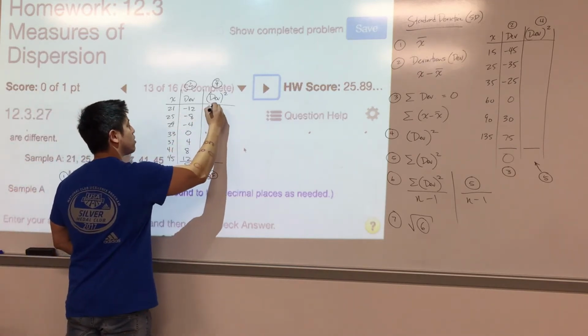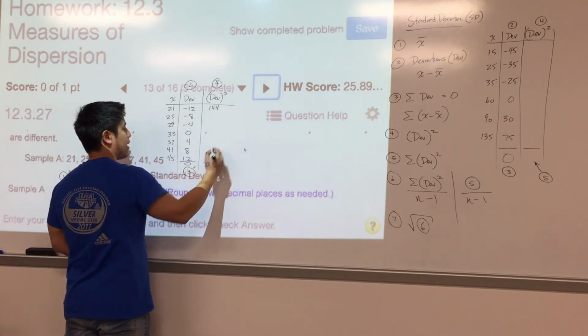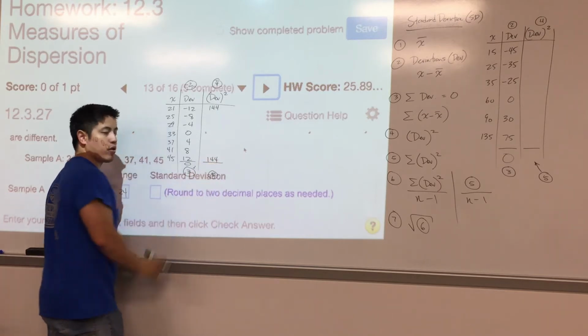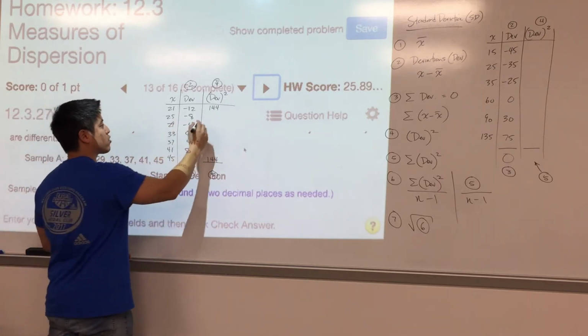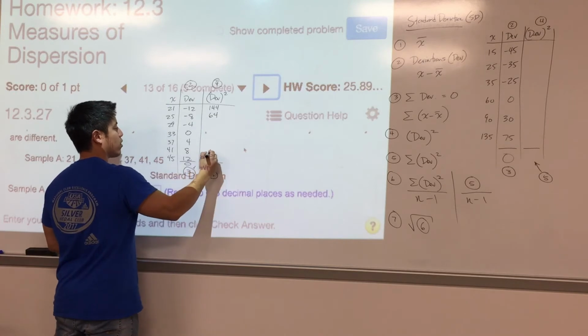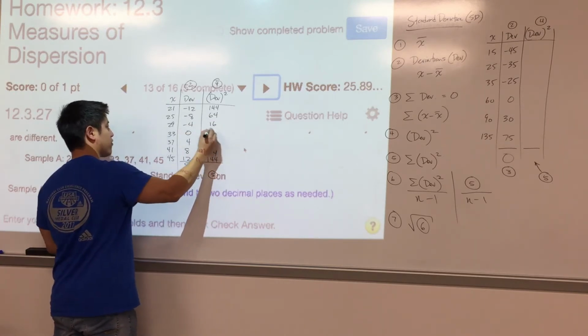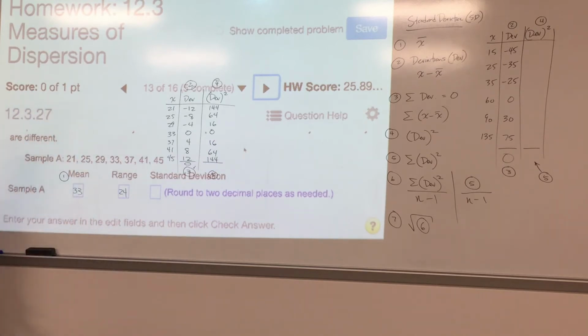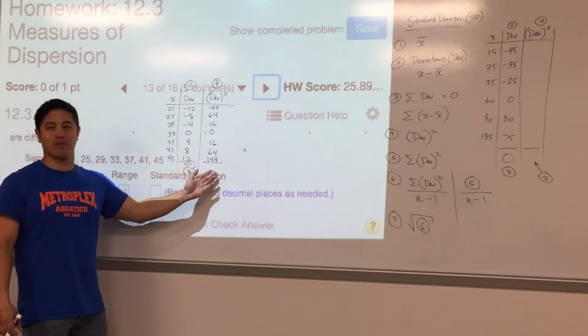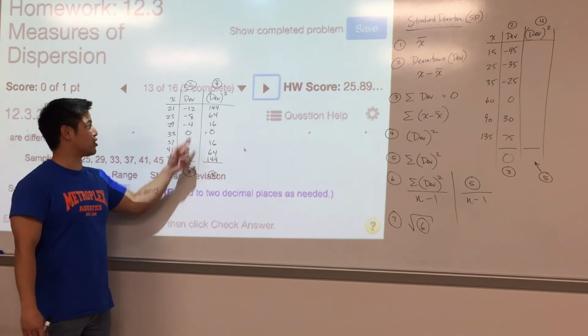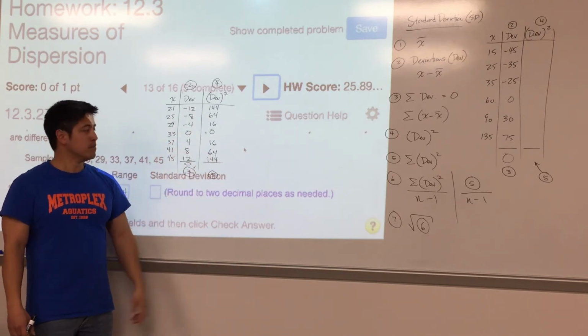Negative 12 squared, 144. That means 12 squared is also 144. Negative 8 squared, 64. 8 squared, 64. Negative 4 squared, 16, 16, and of course that's 0. Again, this is just a nice problem because they have essentially the same values, mirrored.